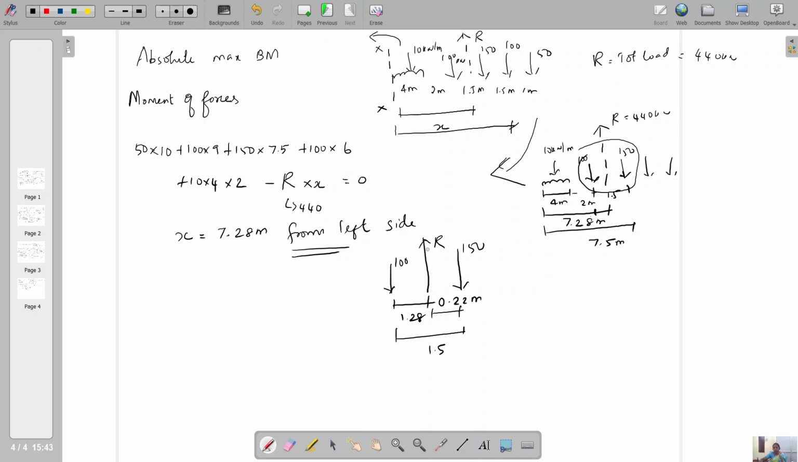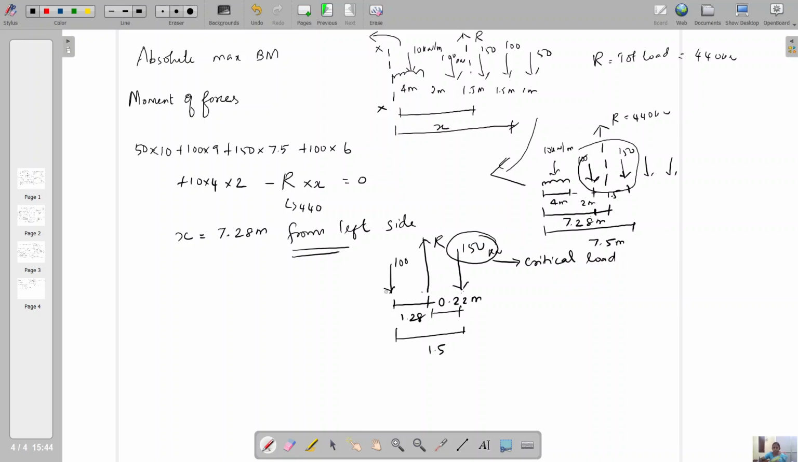So which is very near to the resultant, whether 100 kilonewton or 150 kilonewton? The distance on right side is very less compared to the left side. So this 150 kilonewton is nearer to the resultant. So this 150 kilonewton is the critical load. What is the condition? The critical load and the resultant should be placed equal distance from the center.